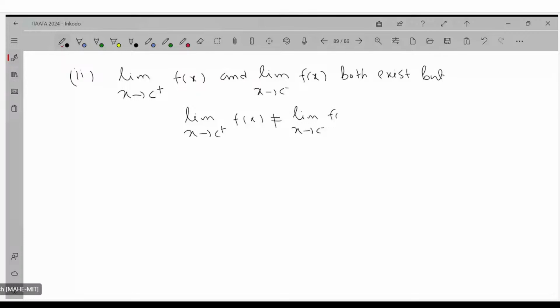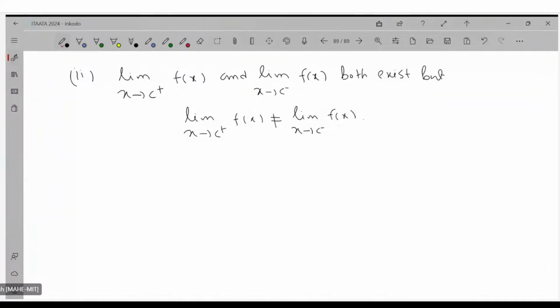Okay, both exist but are unequal. If they are equal, then obviously the limit as x tends to c of f(x) exists. That is the first case. Now both exist but they are unequal, so obviously f has a discontinuity at the point c. We say both exist in the sense that both exist finitely. When we use the word exist, in most cases I should mention that it exists finitely. But they are unequal.